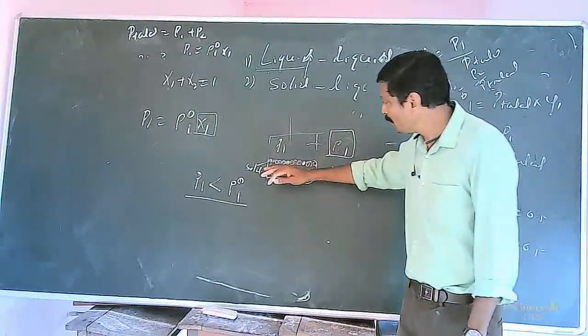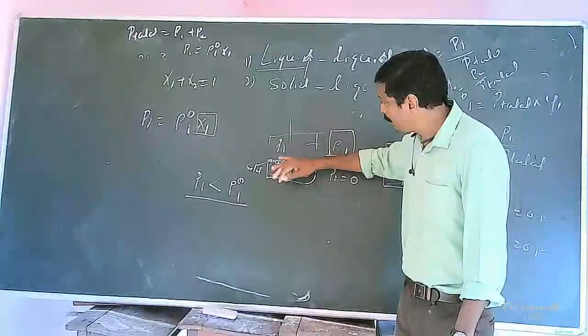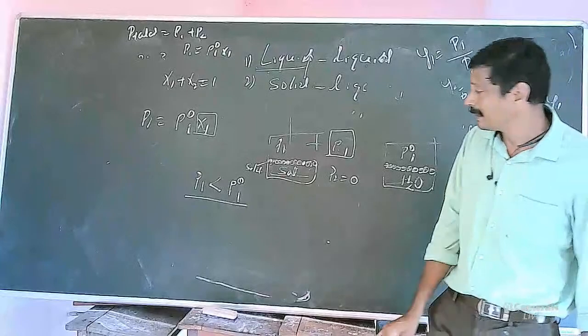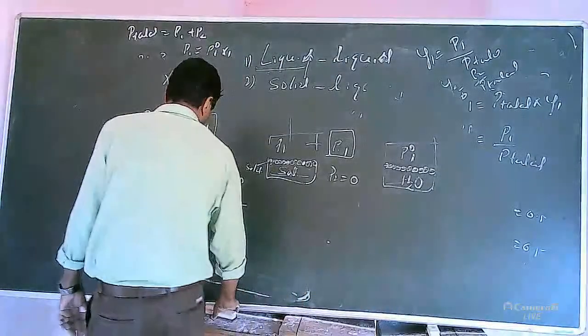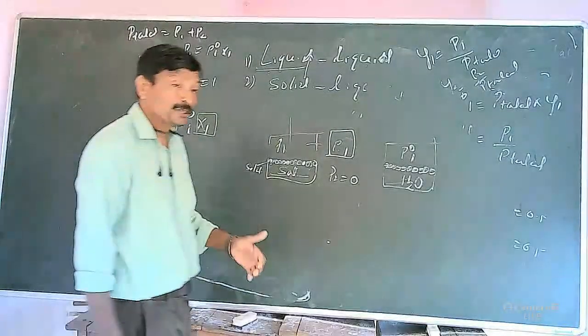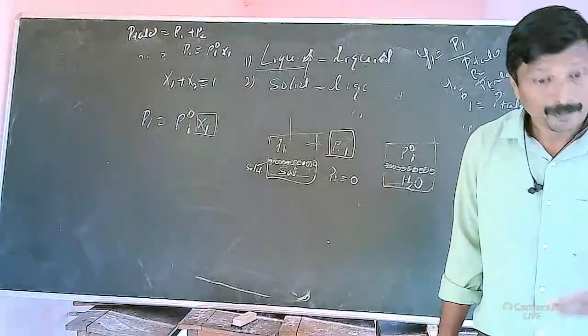The solute molecule is not allowed to escape the solvent molecule. Therefore, the vapor pressure of the solution is decreasing. Here, how do you define Raoult's law? Raoult's law defines the vapor pressure of each component. Why are we using the words vapor pressure of each component?